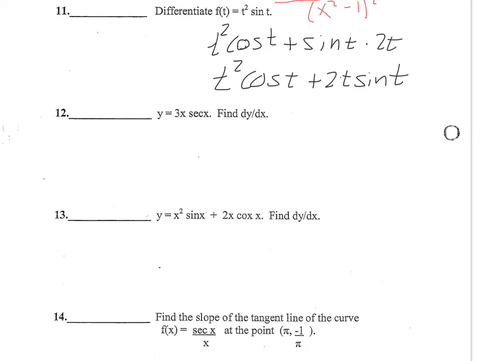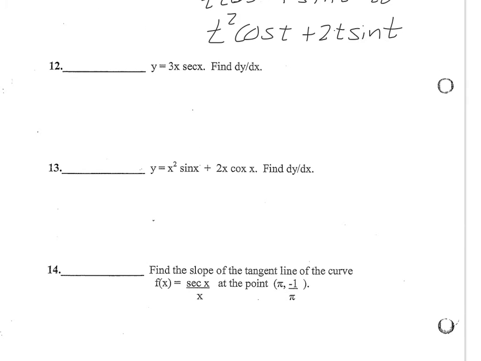And let's keep going down here. Alright, 3x secant x, that's again a product rule, so we'll leave the first, so it's 3x. And then the derivative of secant x is secant x tangent x, plus, alright, the derivative of 3x is 3 secant x. And again, if you wanted to, you could factor out a 3x secant x, but I'm just going to leave it because I don't have a lot of space here.